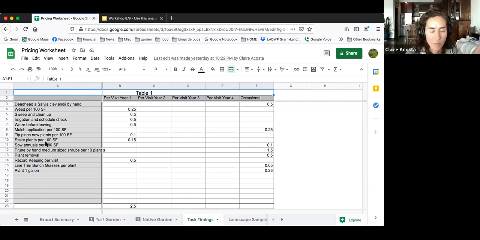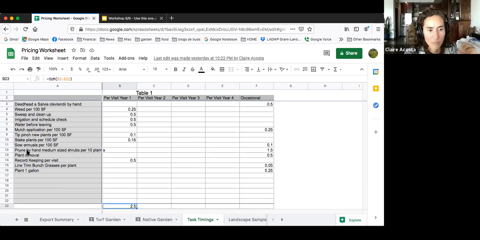Anyway, so you kind of get the point here. It breaks everything down into little time intervals so that you can actually input how many hours, and here's the sum of all of these activities. So, okay, per visit, I need 2.5 hours to do this site, and obviously customize it accordingly.